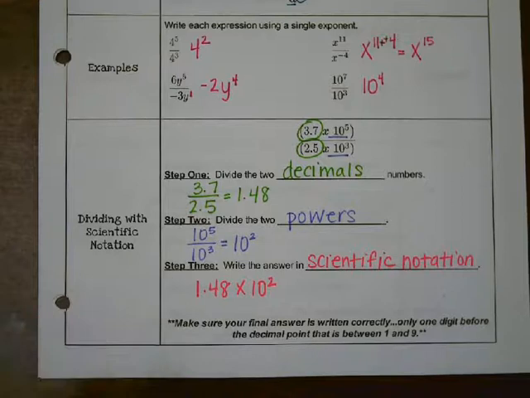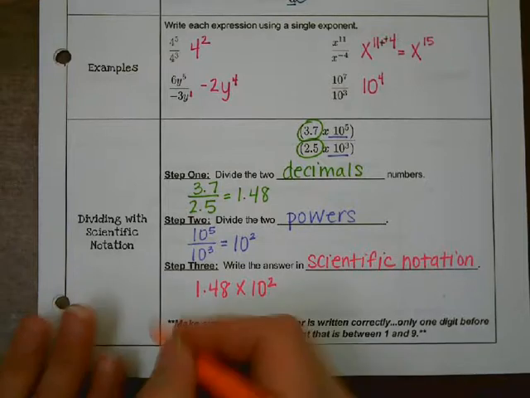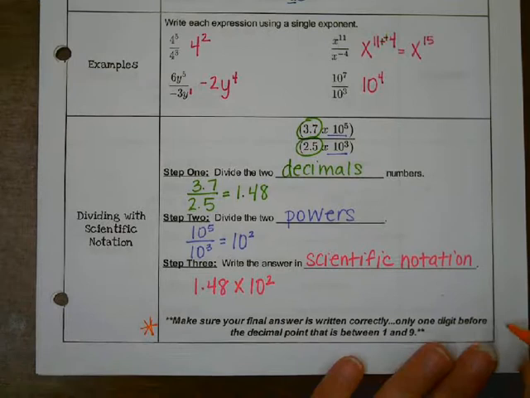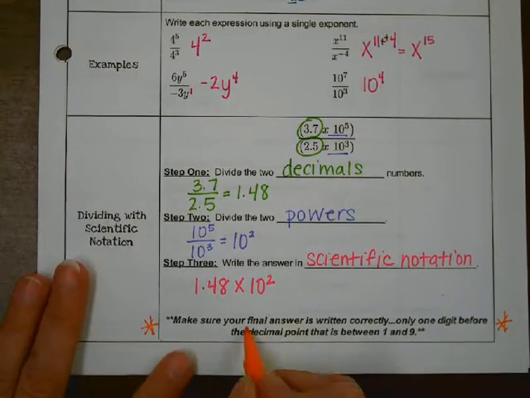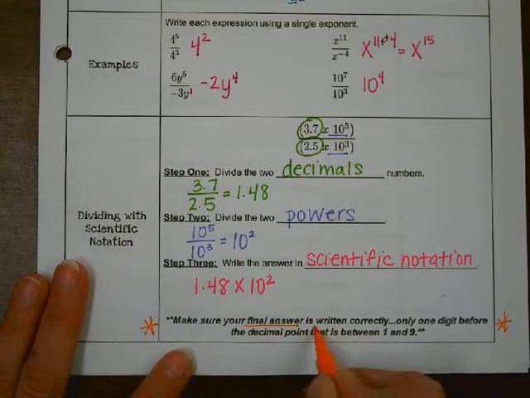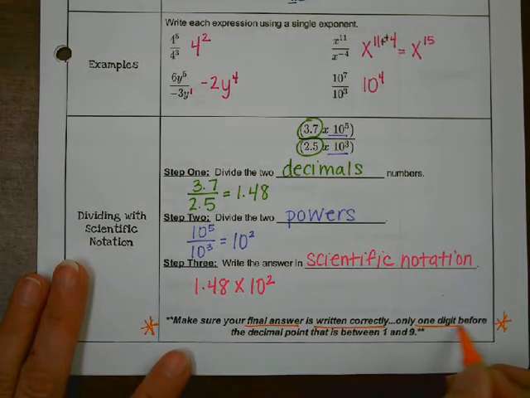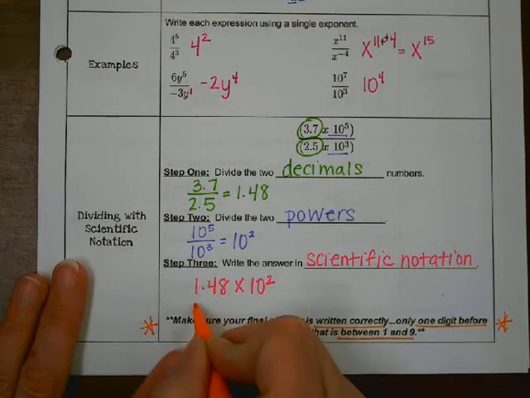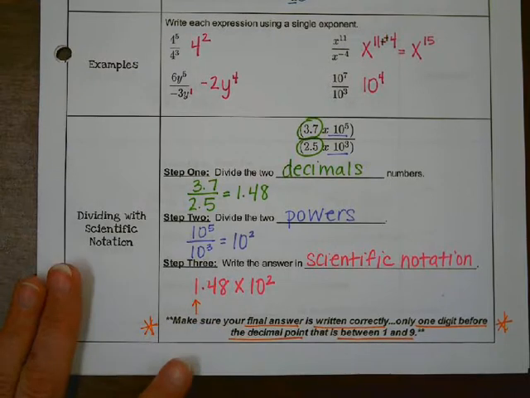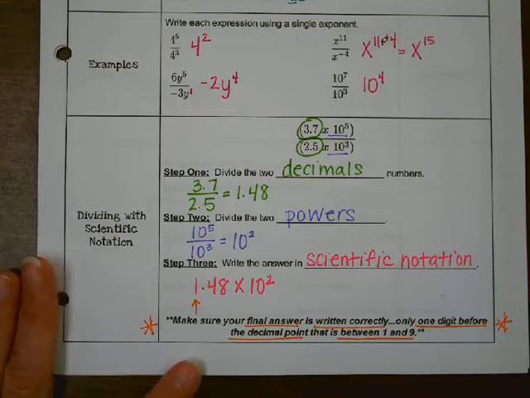So the very last thing I have to look at is down here. And yesterday I had you guys put extra stars by it because I felt it was so important. You have to make sure that your final answer is written correctly. And in order for it to be written correctly, only one digit can be before the decimal point, and it has to be between 1 and 9. So if I go back and look at my answer, I look at that very first digit, and I see that I have a single digit, and it is between 1 and 9, so I know that my answer is written in correct scientific notation, so I know that I am done.